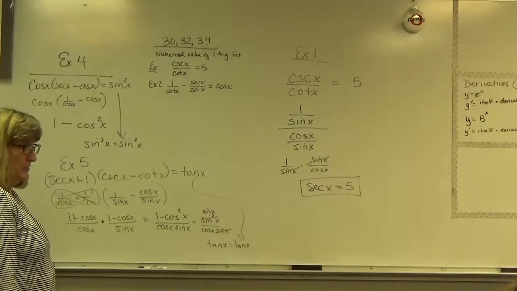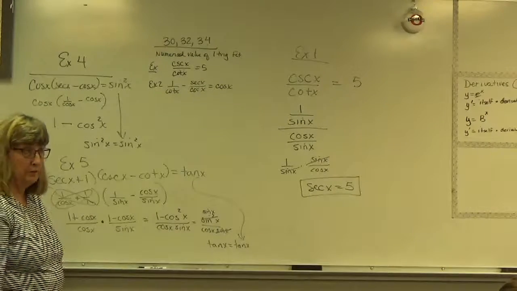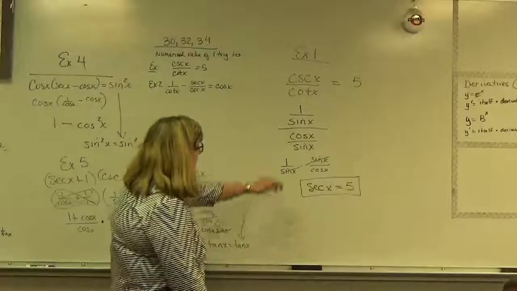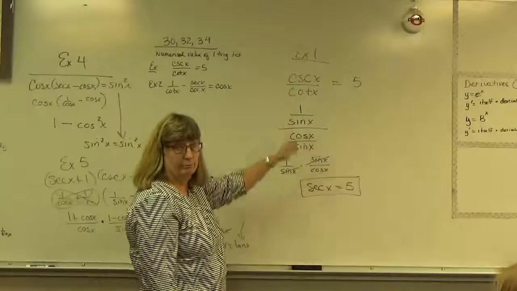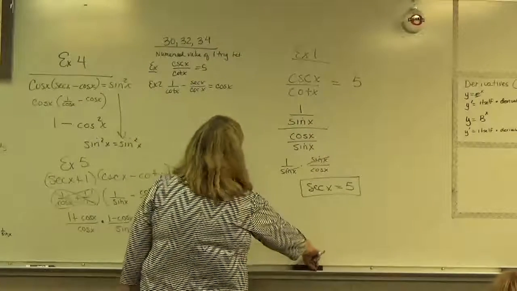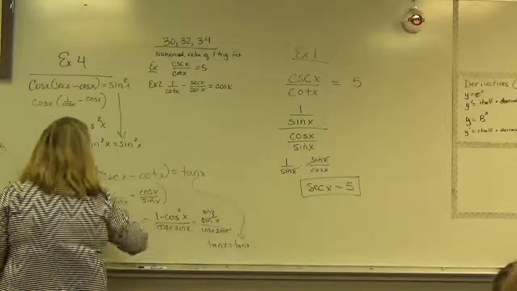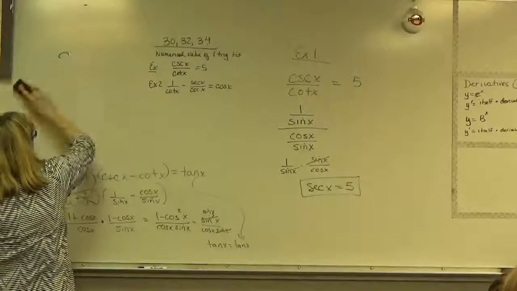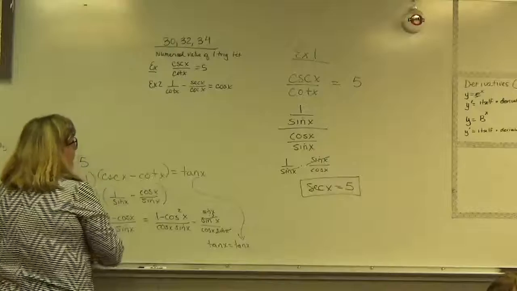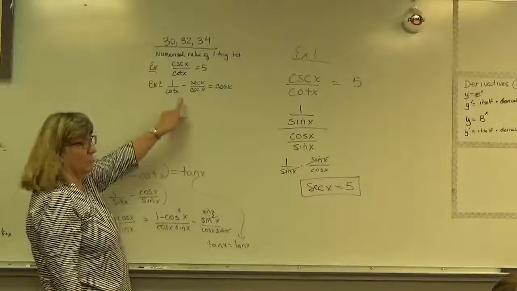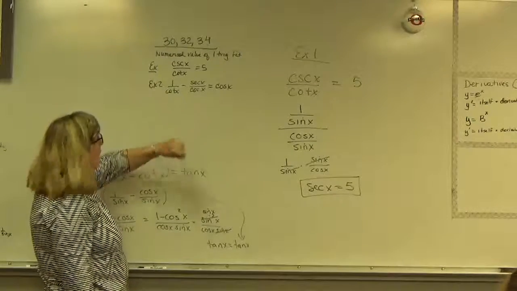That's it. A single trig function equal to a numerical value. This is really just like what we've been doing. Okay? I have one more example there, example 2. Can you guys see it okay, and I won't rewrite it? Yes. Okay, what do we want to do?